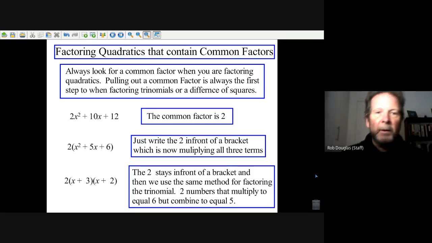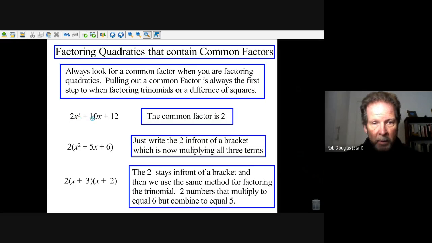Okay, today we're going to look at factoring quadratics that contain common factors. When we're talking about quadratics, we're talking about trinomials or the difference of squares, when you've got an x factor that's got a square in it. You always look for a common factor when you're factoring quadratics. Pulling out a common factor is always the first step when you're factoring trinomials or a difference of squares.